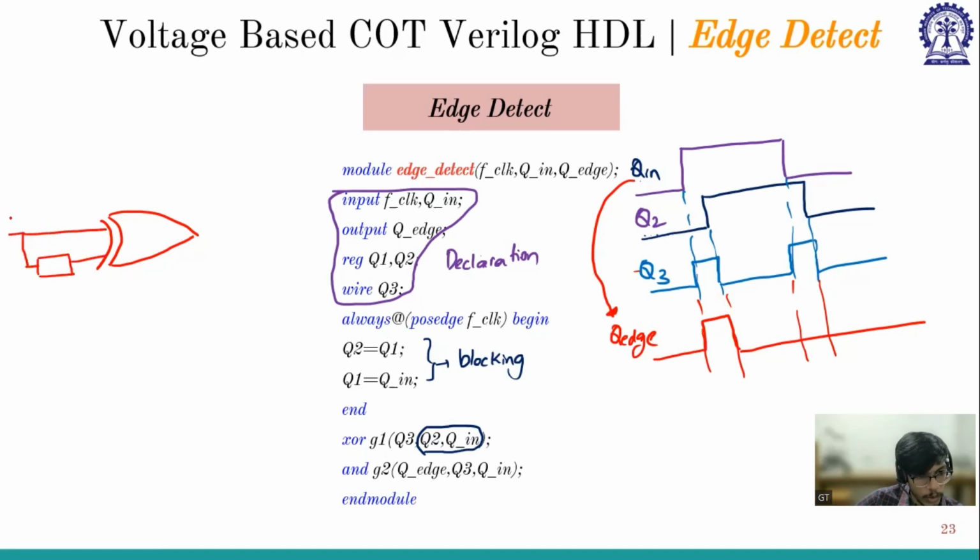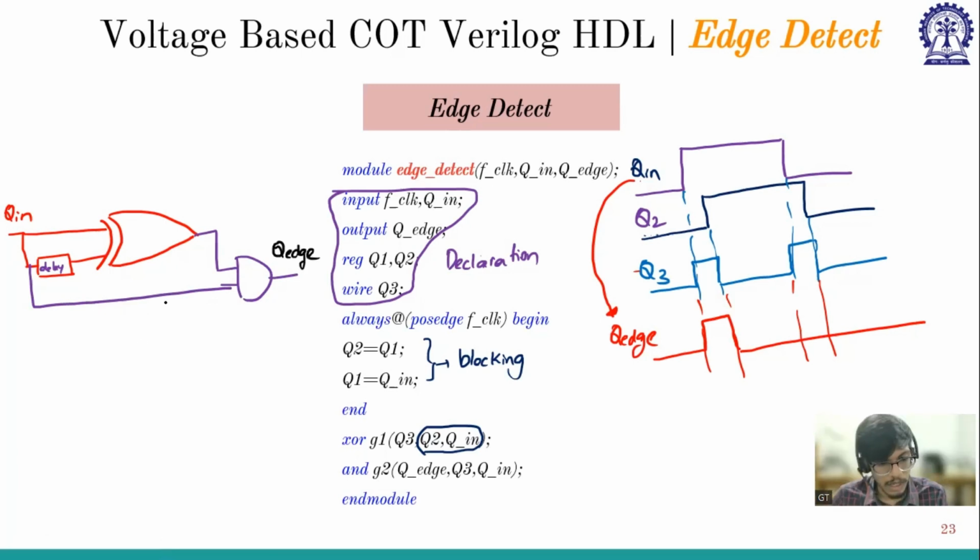So this is our Q in. So Q in XOR Q2, right? So this is like a delay. We have inserted one clock cycle delay. So Q in XOR the delayed version of Q in, and the output of that and Q in doing an AND operation gives us QH.